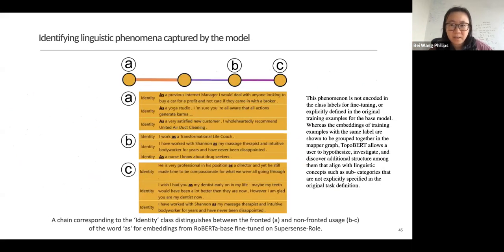The next thing is a pure chain, and you can see a similar phenomenon of how it differentiates the space of embeddings. All those embeddings contain the word "as," but from left to right, as you move along the chain, you move from what is called fronted usage, which is starting the sentence with the word "as," to non-fronted usage, which is "as" in the middle of the sentence, okay? So you can see those kinds of phenomena encoded in the mapper graph.